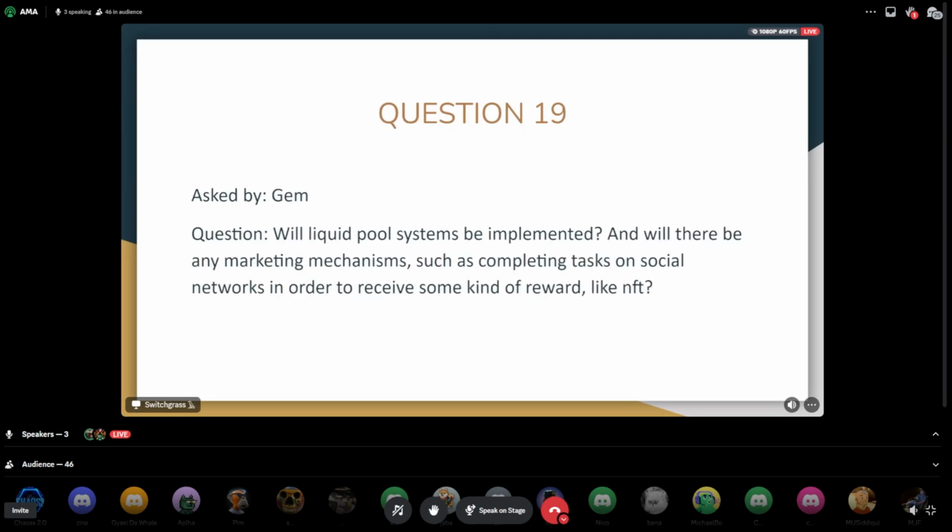The next question is from Jem. Will liquid pool systems be implemented, and will there be any marketing mechanisms, such as completing tasks on social networks in order to receive some kind of reward like NFT?